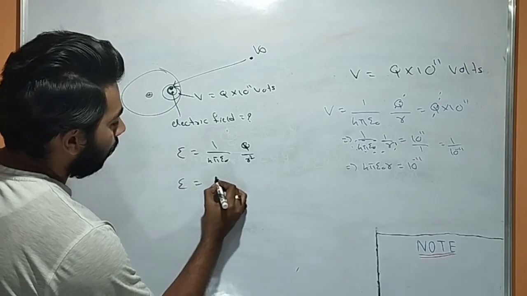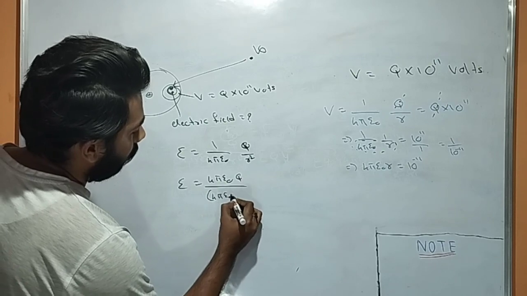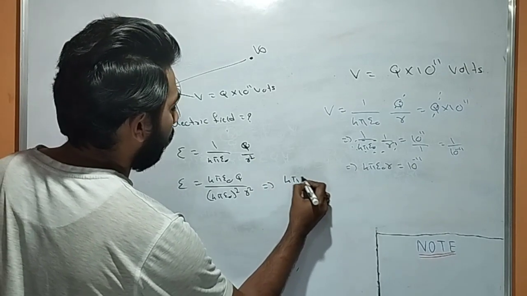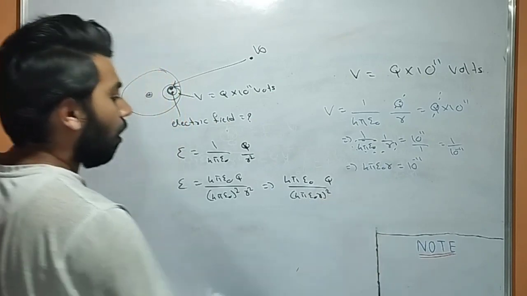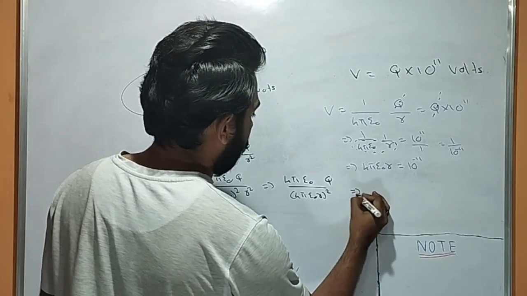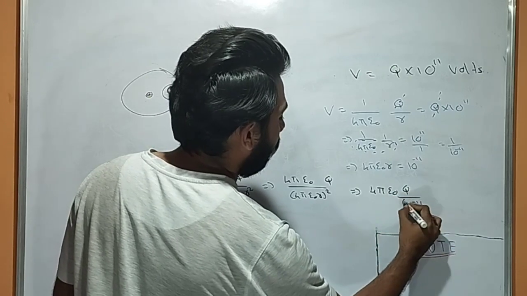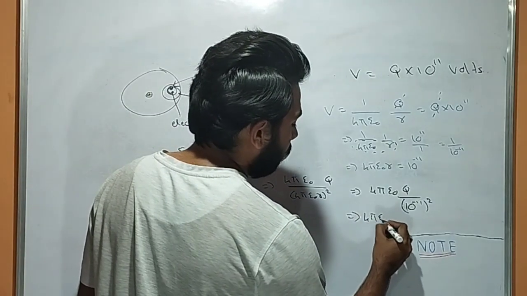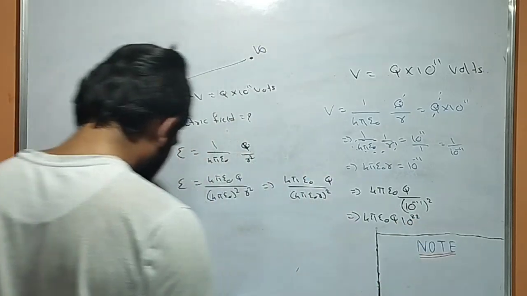Simple. Funda khatam. Like 4 pi epsilon naught q divided by 4 pi epsilon naught whole square into r square. Okay. Now simply you can write that r square inside 4 pi epsilon naught r square. Now just take this value and put it here, like 4 pi epsilon naught q divided by 10 to the power of 11 whole square. Now your answer will be like 4 pi epsilon naught q 10 to the power of 22. What answer did you get? Is your answer right?